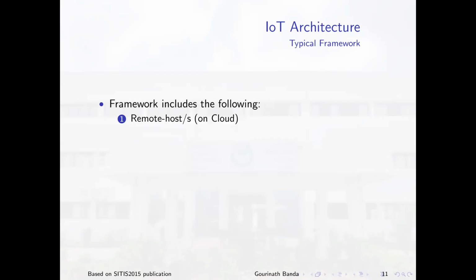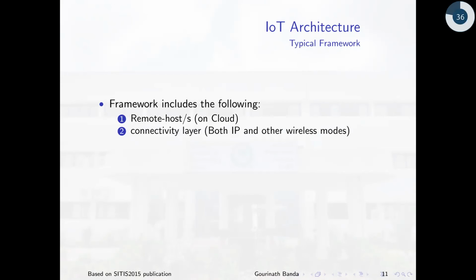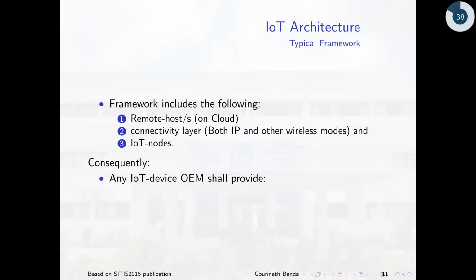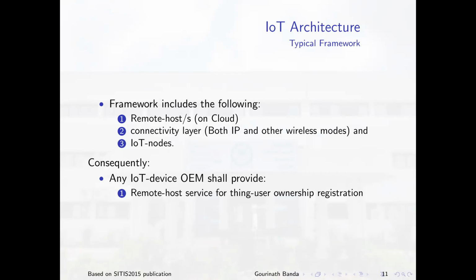So typically, the IoT architecture consists of remote hosts on which the things need to be registered. Then there is a connectivity layer through which devices or the IoT nodes or IoT things talk to the remote host or among themselves, right? And the nodes themselves. Consequently, any IoT device original equipment manufacturer shall provide remote host service for thing user ownership registration, which is quite normal.